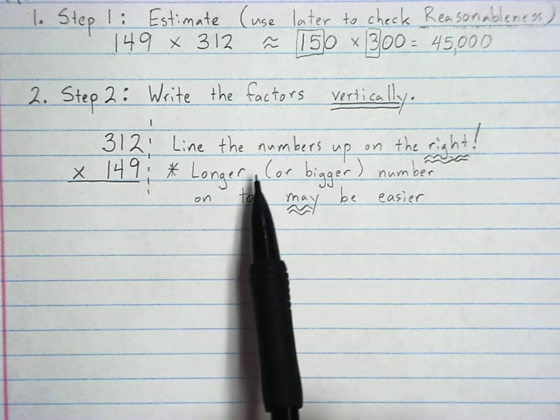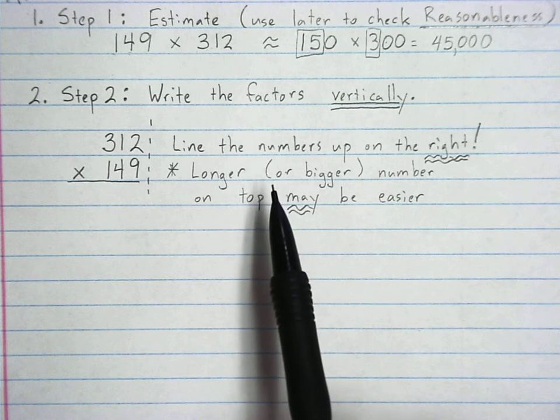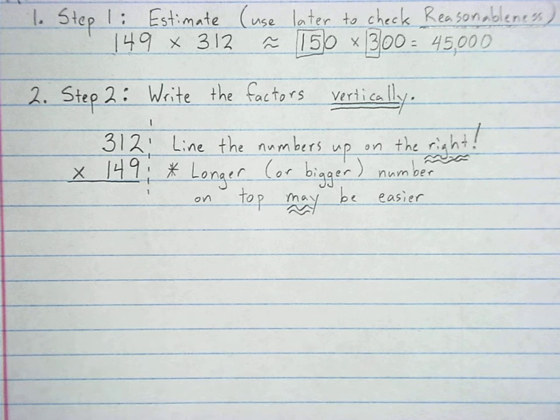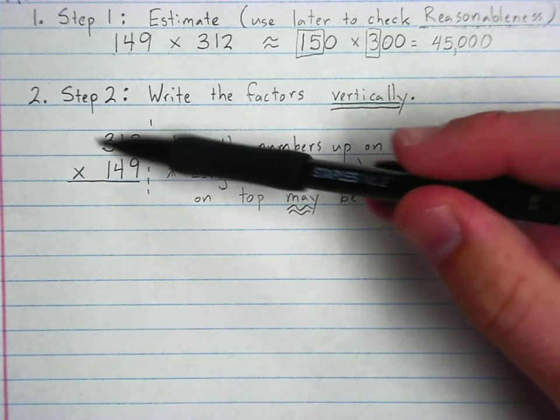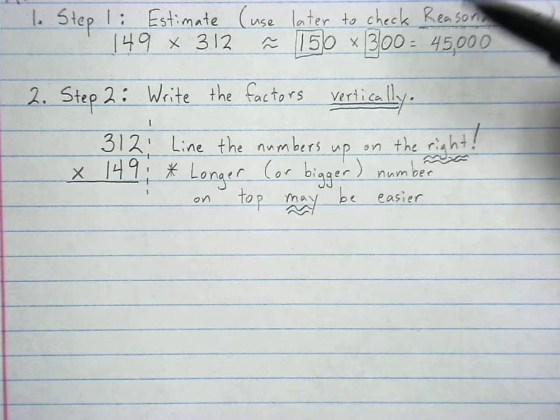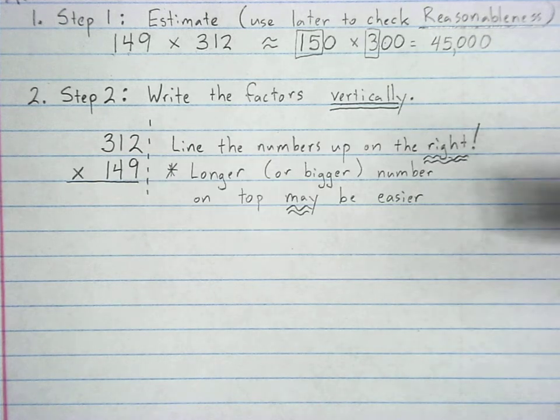Longer does not mean greater, though. Sometimes it is, sometimes it isn't, but thanks to decimals, it's not always going to be true anymore. If it has more digits, if it has 4 digits, 5 digits, 6 digits, put it on the top. You'll see why in a moment.